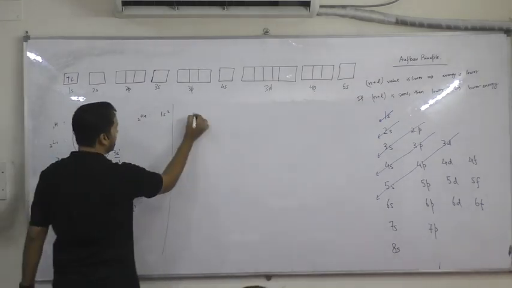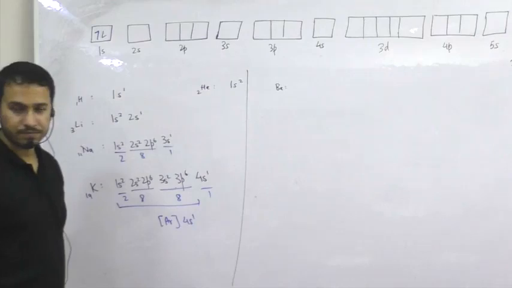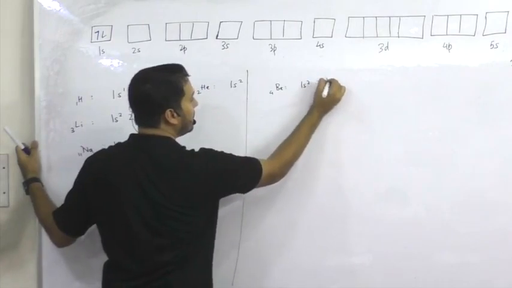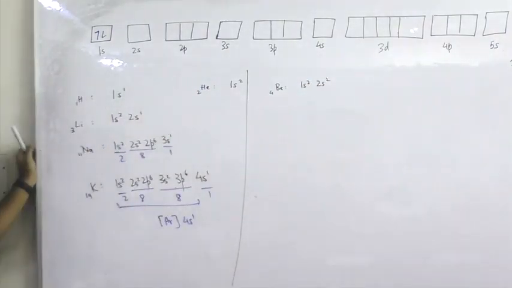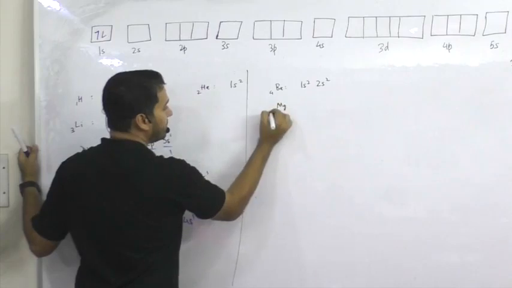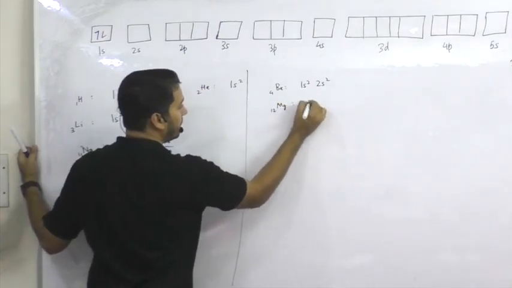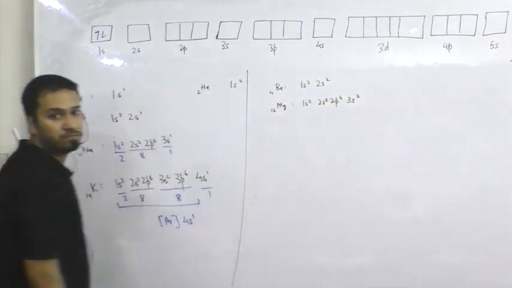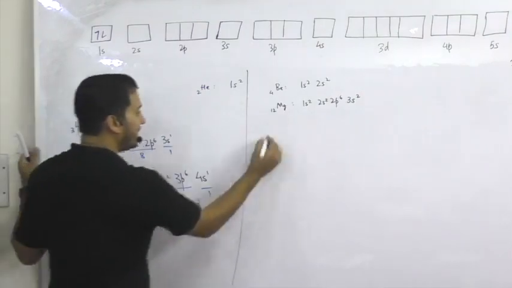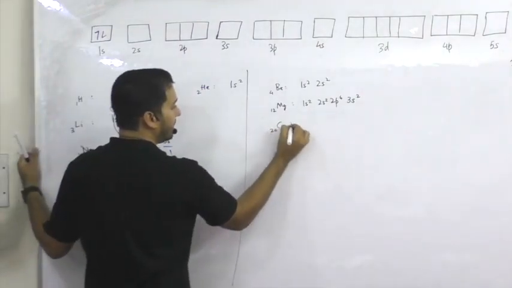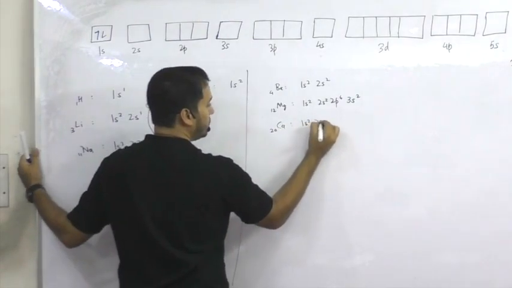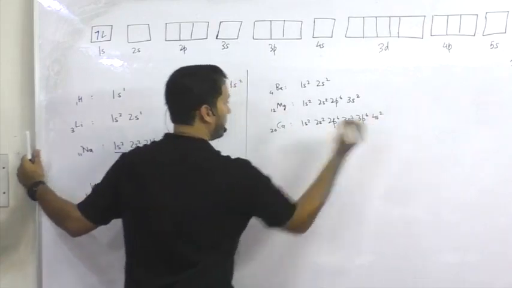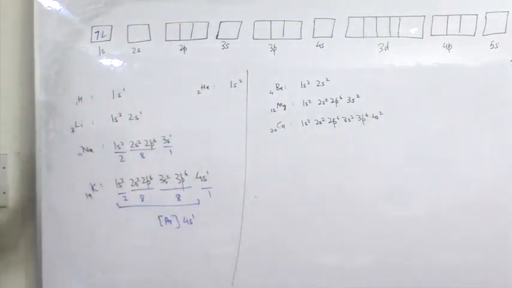Now tell me, what is beryllium? Beryllium is 4. So it is what? 1s2, 2s2. This is beryllium. Yes. What is then magnesium? Magnesium is 12. 1s2, 2s2, 2p6, and then what will it be? 3s2. Yes or no? Right? What will be calcium at 20? 1s2, 2s2, 2p6, 3s2, 3p6, and then what will it be? 4s2.